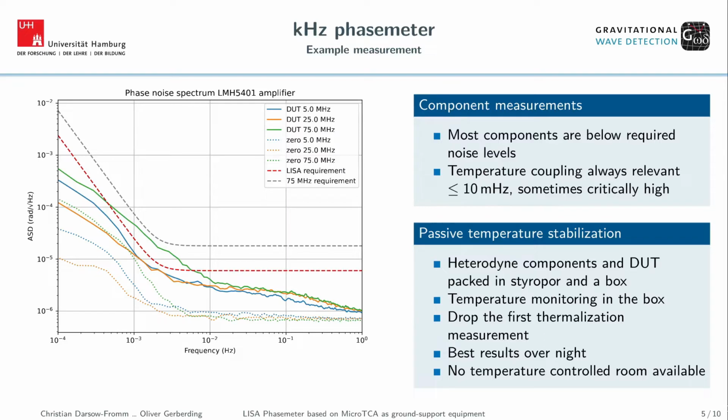And that accounted for most of the components. So nearly every component which we measured was good enough or at the edge of being good enough. But for some components, the temperature coupling is really significant. So depending on what happened to the room temperature during the measurement time, it increases here in this part. And for some components, this coupling is critically high, for some a bit less.